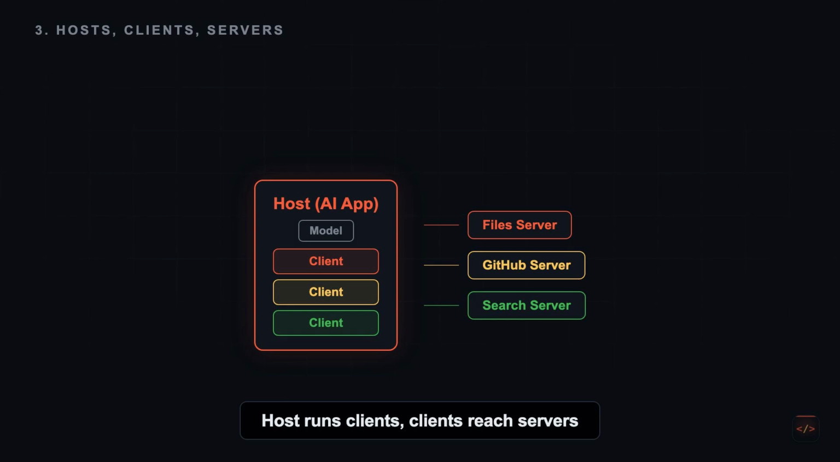So the host might run several clients at once, each connected to its own server. One for files, one for GitHub, one for search. The host orchestrates, the clients carry the conversation, and the servers do the actual work. Clean separation with the model sitting in the host deciding what to call.